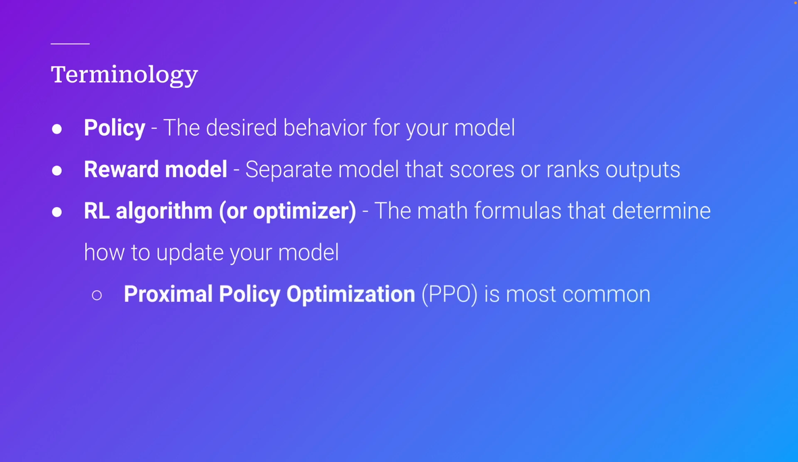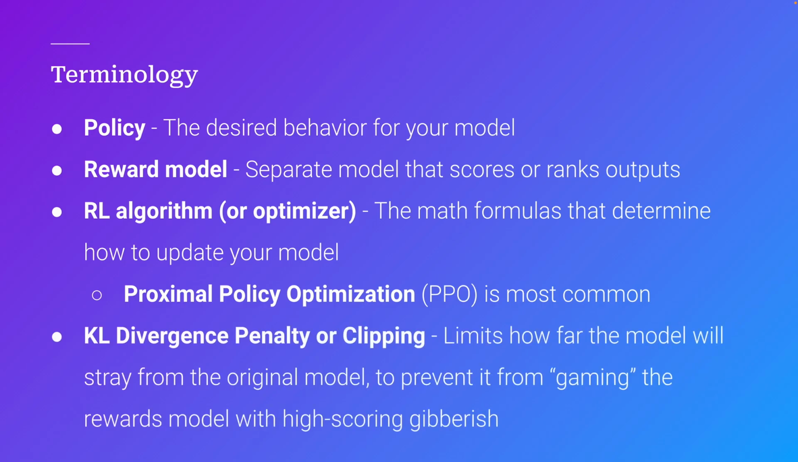The most common one for RLHF is called PPO, Proximal Policy Optimization. And I also want to touch on this KL divergence penalty or clipping. Essentially, this is part of the optimizer or RL algorithm that prevents the model from gaming the system. It's like if the model figured out a cheat code it could use that just gets really high rewards. If you don't have this penalty or clipping in your formula, then the model can kind of go off the rails, maybe repeating a single word or saying gibberish that just kind of games that reward model. So this prevents that from happening.